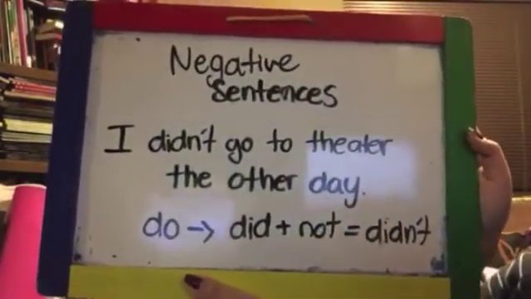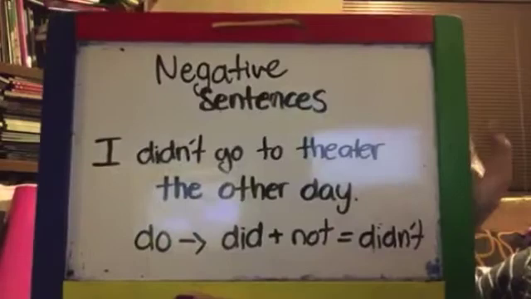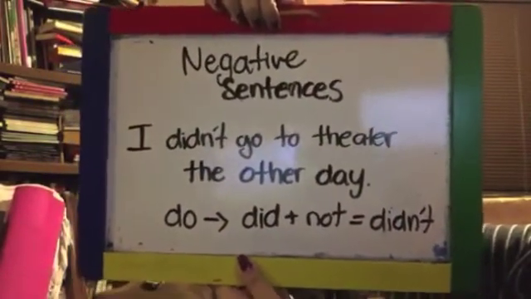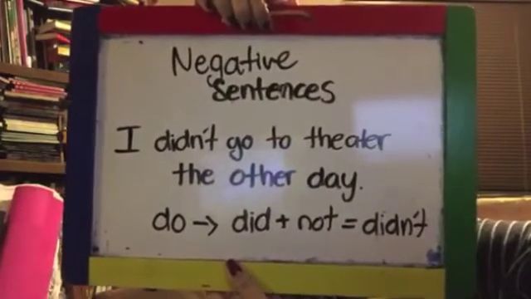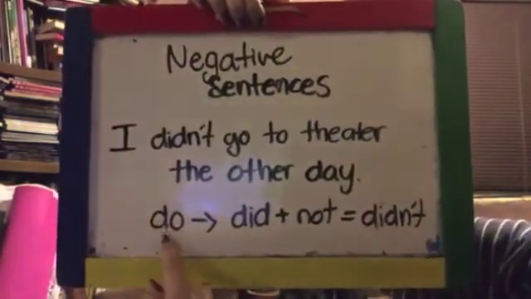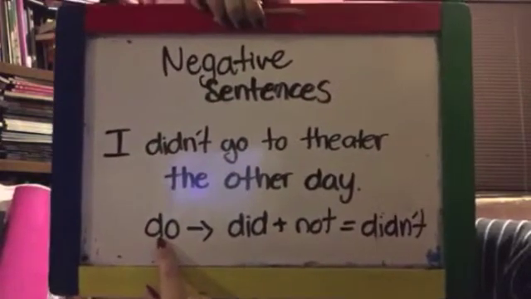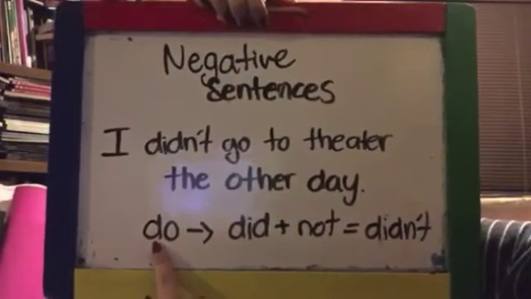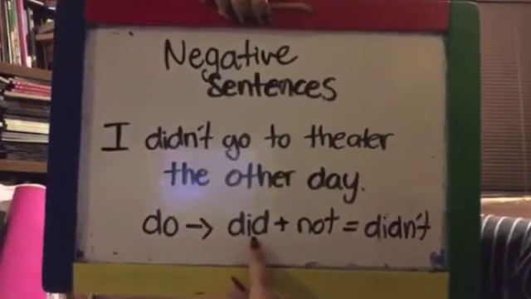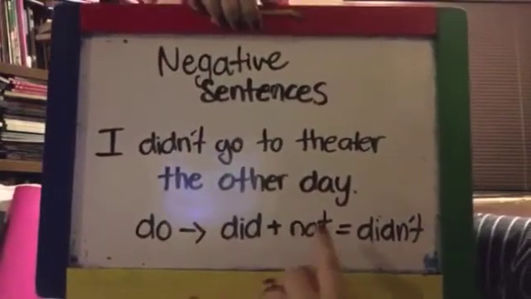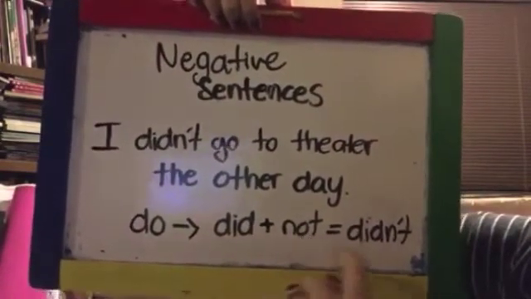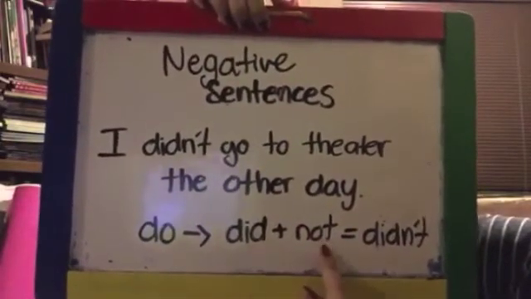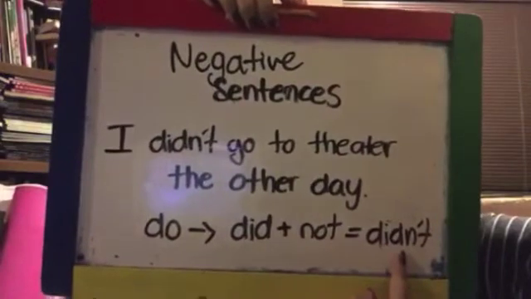Now, to form negative sentences, we should use the auxiliary verb didn't. But how can we know how to use didn't? First, identify the auxiliary verb, which is do. But we need do to be in past, so we change do to did. Once you have did, add not, and it will form didn't. You can have did not or didn't in the sentence.